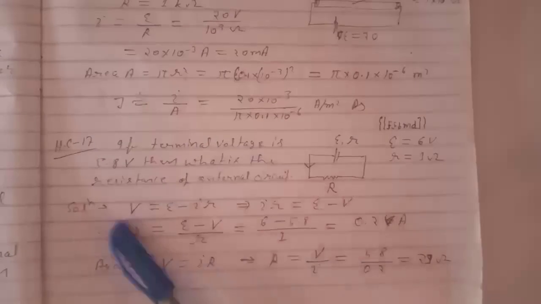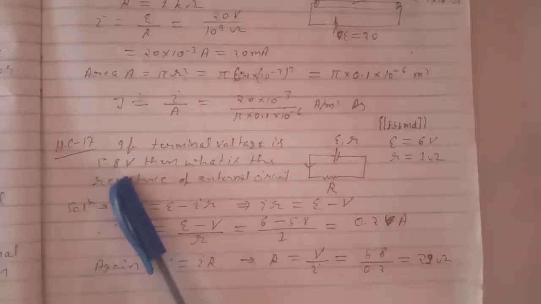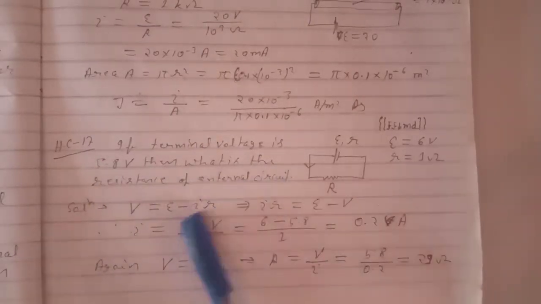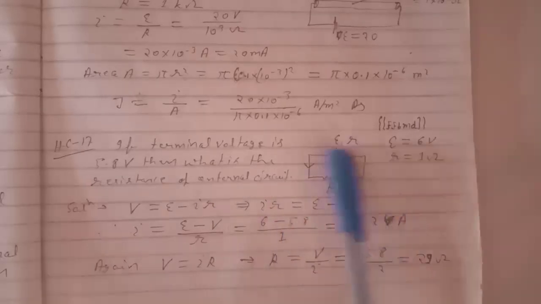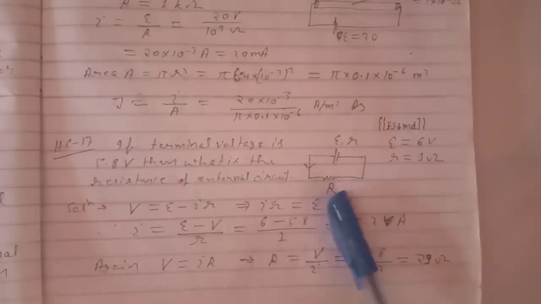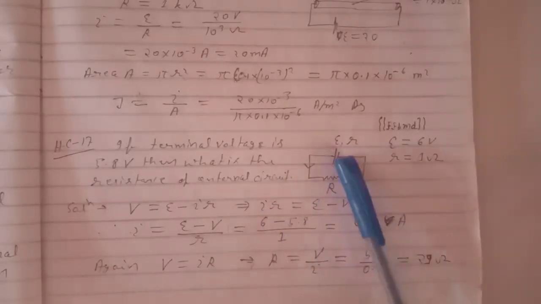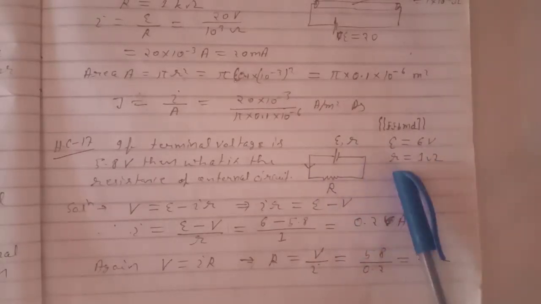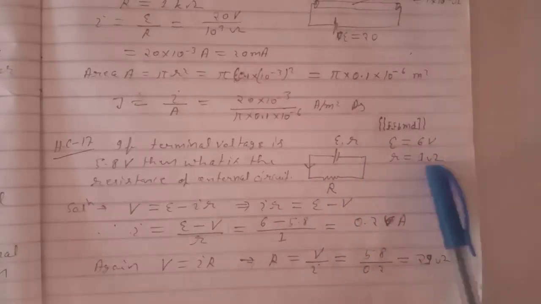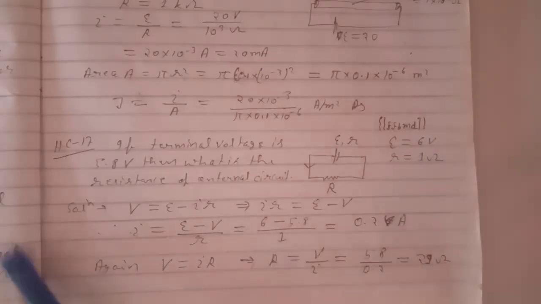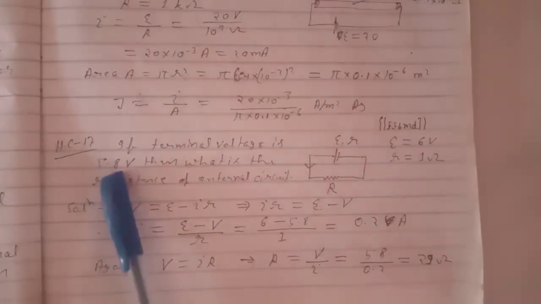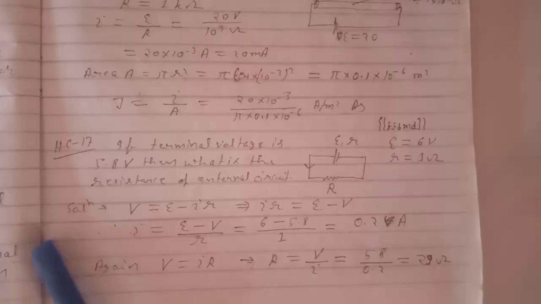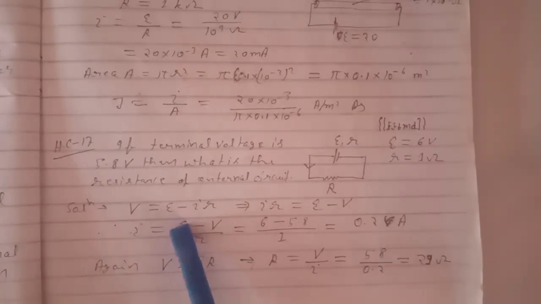If terminal voltage is 5.8 volt, then what is the resistance of external circuit? Here given circuit, the EMF of cell is 6 volt and internal resistance r equal to 1 ohm, and terminal voltage is given 5.8 volts. So we can use V equal to E minus Ir, or Ir equals to E minus V, or I equal to E minus V by r.